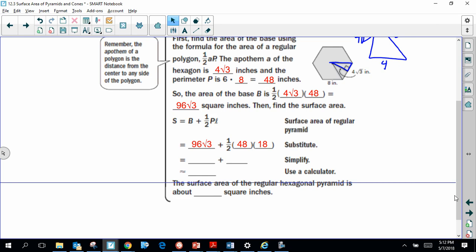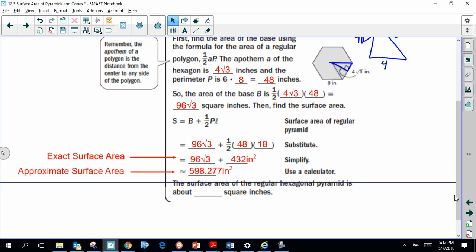So simplifying here, that gives us 96 radical 3 plus 432 inches squared. That would be the exact surface area. Remember, 96 radical 3 and 432 are not like terms, so we can't combine those through addition. That's where we would stop for our exact answer. The approximate answer is just under 600 at 598.277. So that's the approximate area of the hexagonal pyramid that we see in this example.